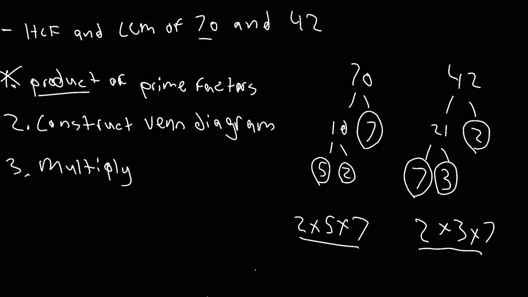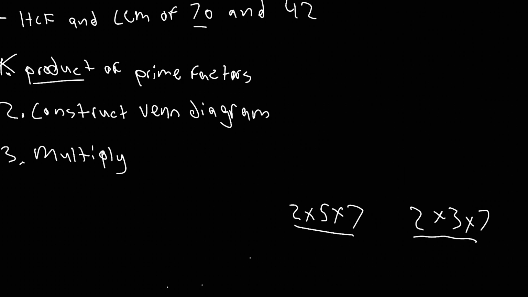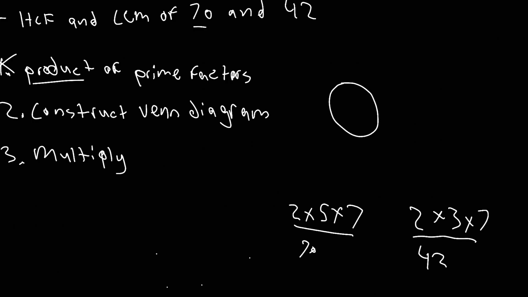Step 2, construct a Venn diagram. What do we do now? So now that I have these two products of 70 and 42 of their prime factors, I would make a Venn diagram. If you don't know what a Venn diagram is, it's basically a circle diagram like this. Let's say the prime factors of 70 are here and the prime factors of 42 on here.